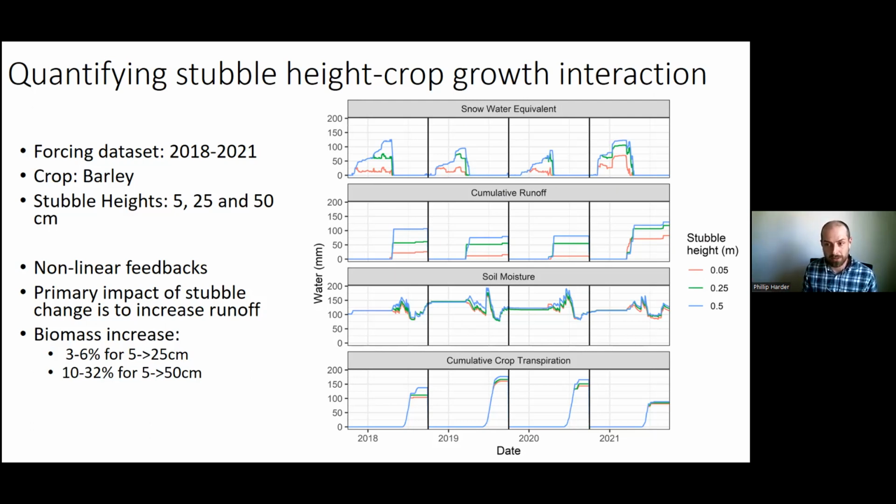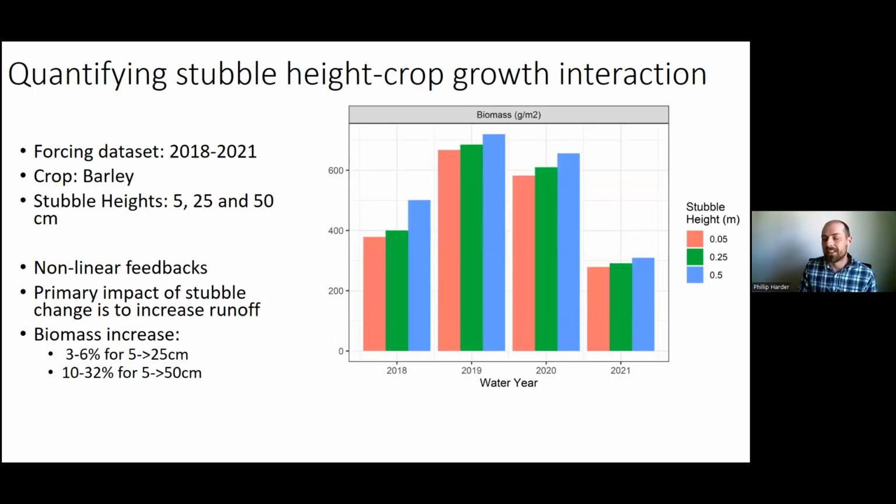First off, the primary response is runoff: more snow, more runoff. But we also see that biomass does increase. So if we increase stubble from 5 to 25 centimeters, we're increasing our yields by between 3 to 6%. 5 to 50 centimeter stubble heights will give us a 10 to 32% increase in biomass, which is analogous to yield. So in principle, we can make this work. And this is just in terms of biomass as well.